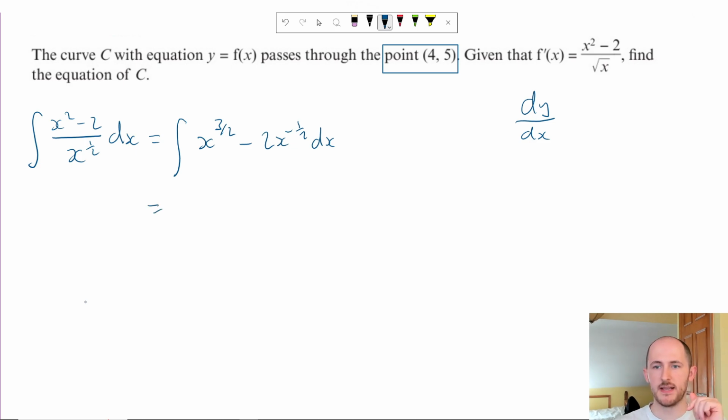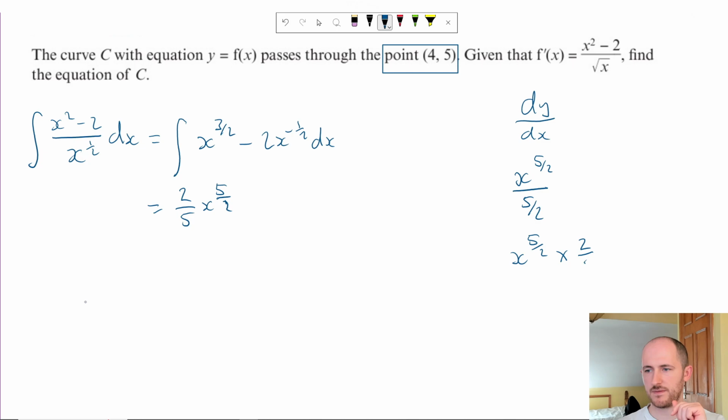Now integrating this, we add 1 to the power and then divide by it. So it's going to be 2/5 x to the power of 5 over 2, and the reason for that is we get x to the power of 5 over 2 divided by 5 over 2. And remember, when you divide by a fraction, you keep, flip, change. So times by 2/5 because we flipped the second fraction. Just keep that in mind.